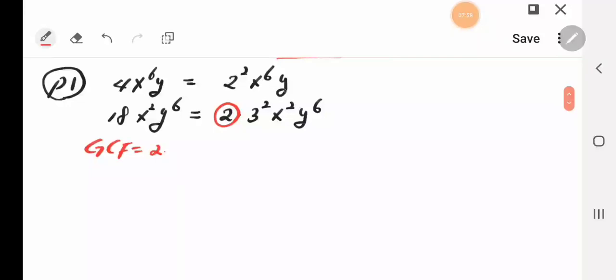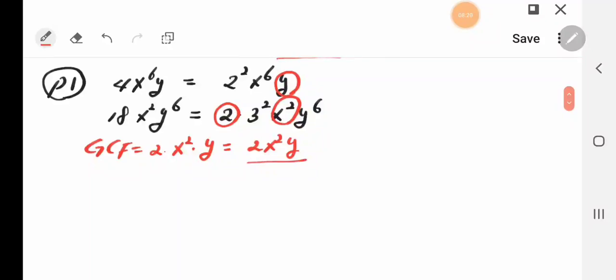How about x squared and x to the 6th? x squared is smaller than x to the 6th power, so select x squared. And then the y's are common factors. y to the 1st power is smaller than y to the 6th power, so select the smaller one. Then this is the GCF.